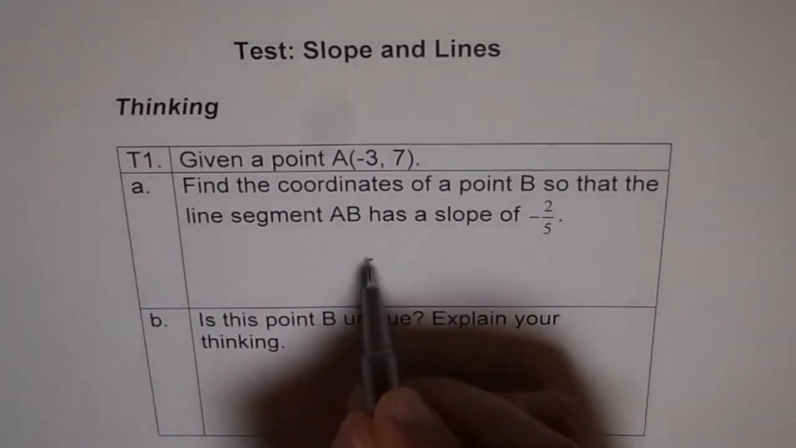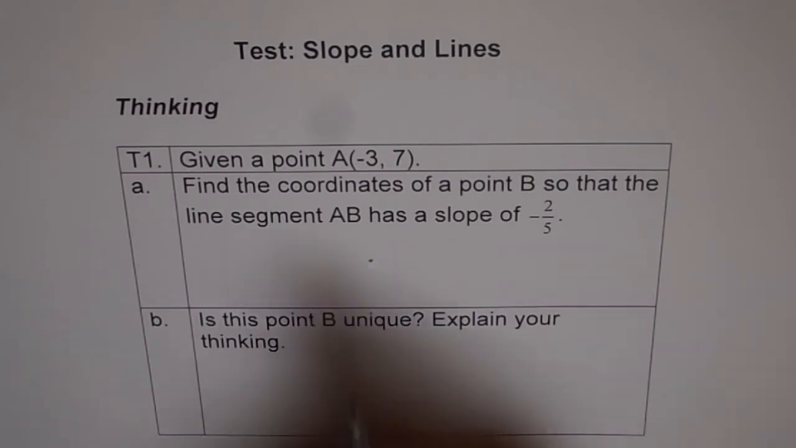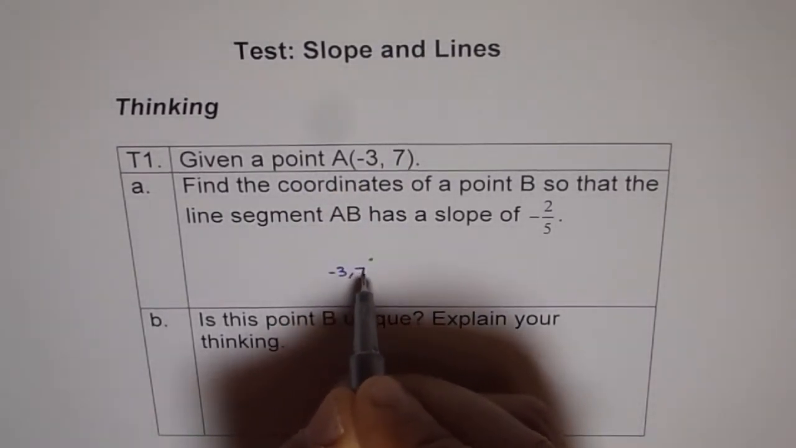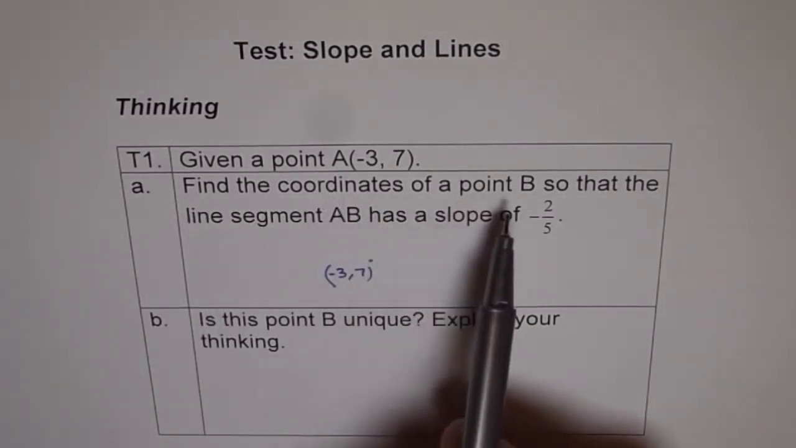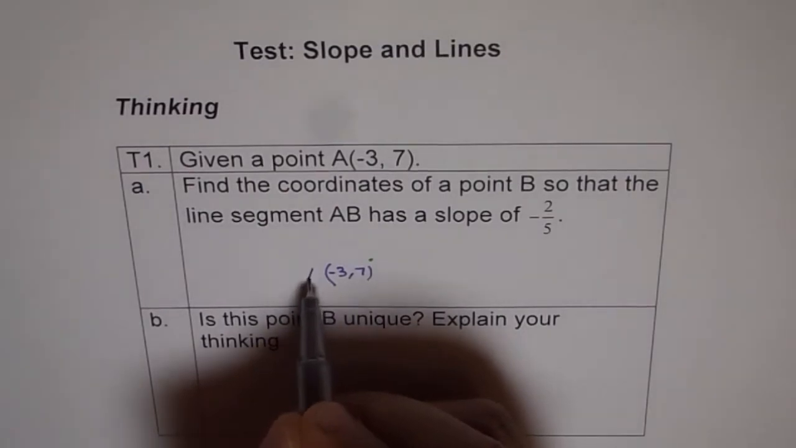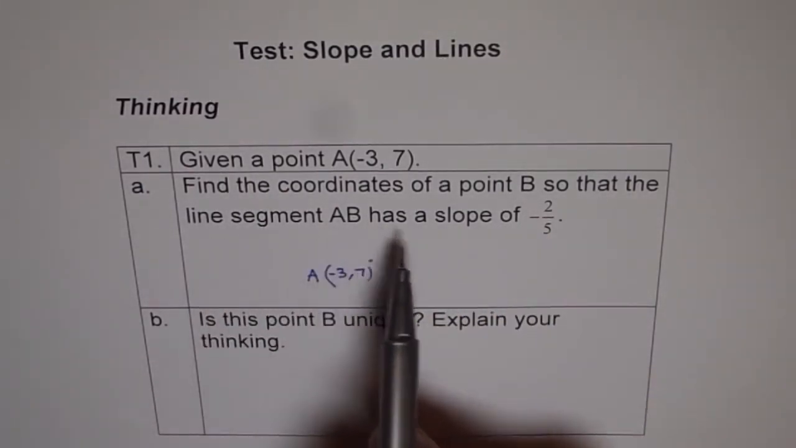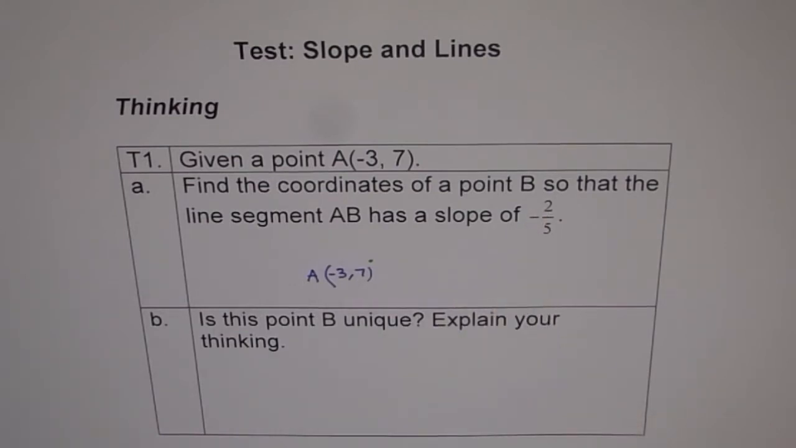So we are given a point. Let us say this is the point given to us, and the coordinates of this point are -3 and 7. Now we want to find the coordinates of point B. This is A for us. Let's say A is this point, so that the line segment AB has a slope of -2/5.